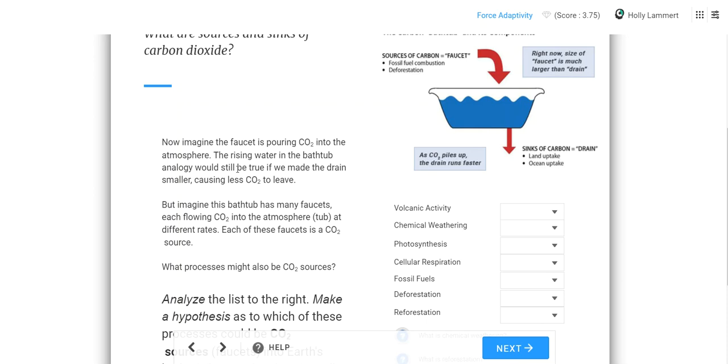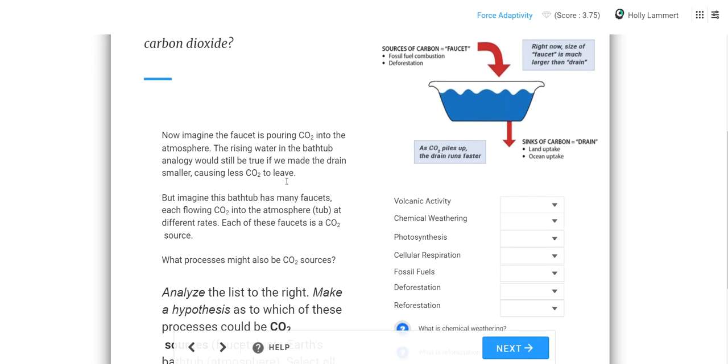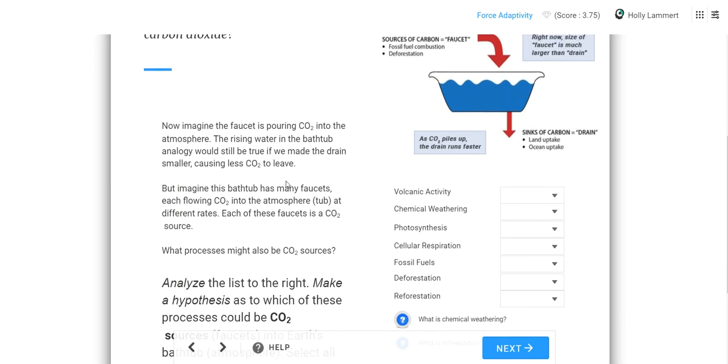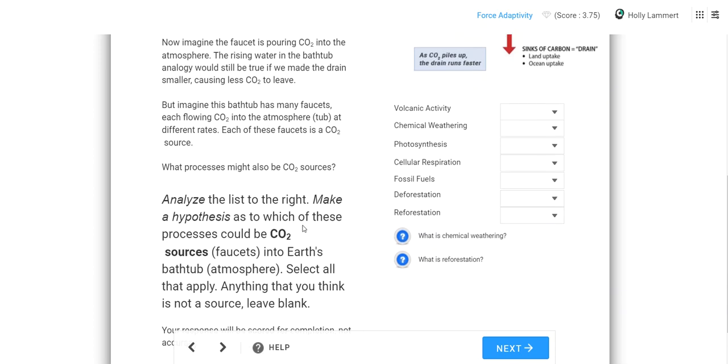Now imagine the faucet is pouring CO2 into the atmosphere. The rising water in the bathtub analogy would still be true if we made the drain smaller, causing less CO2 to leave. Imagine this bathtub has many faucets, each flowing CO2 into the atmosphere, or the tub, at different rates. Each of these faucets is a CO2 source. What process might also be a CO2 source?